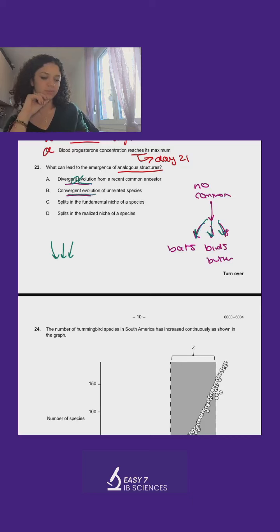Okay, what is convergent evolution? Is it species who have evolved what?